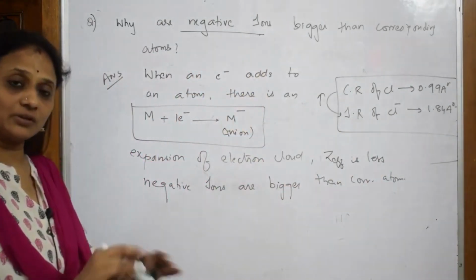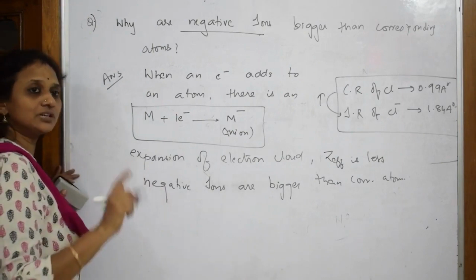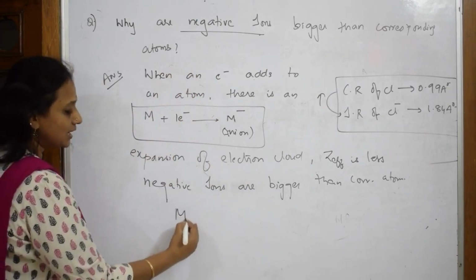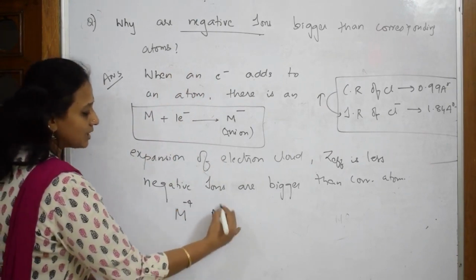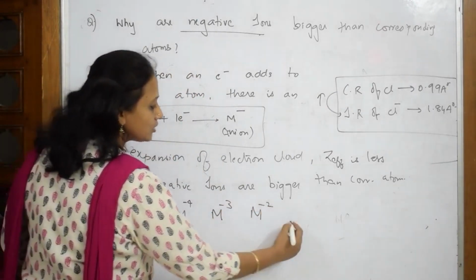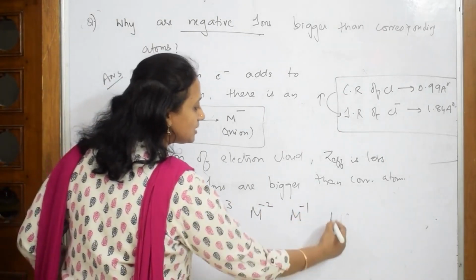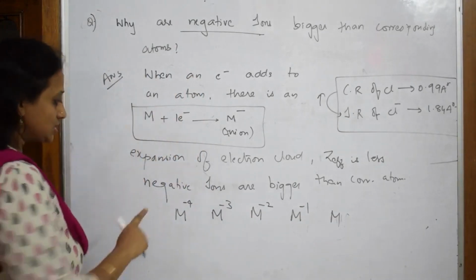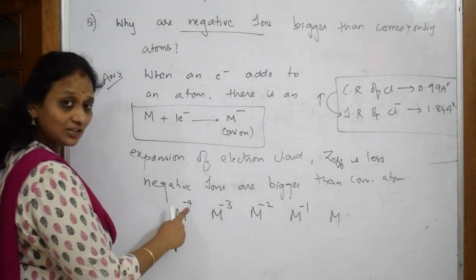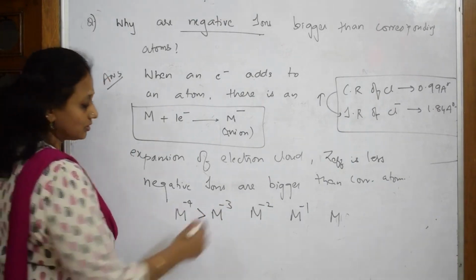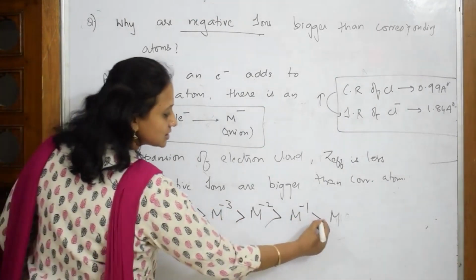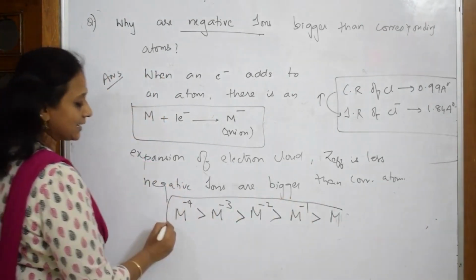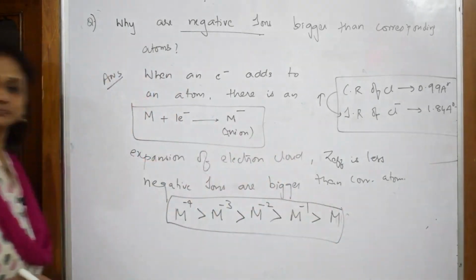Now, how will you justify this? Always write an order and give an example. I'm justifying the whole answer with this. Now I have M minus 4, then M minus 3, then M minus 2 anion, then M minus 1 anion, then the metal. Tell me the order according to this. The anion would be larger, I said. So among all these, this is the largest anion, so the radius will be more. This is greater, this is greater, this is greater. This is how it shows: the anion has a larger radius than its corresponding atom. This is the reason.